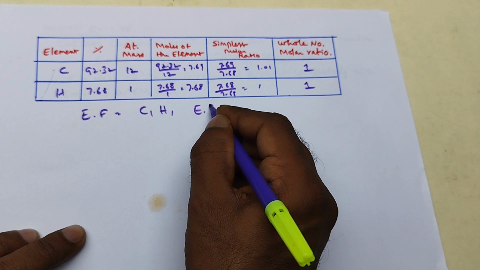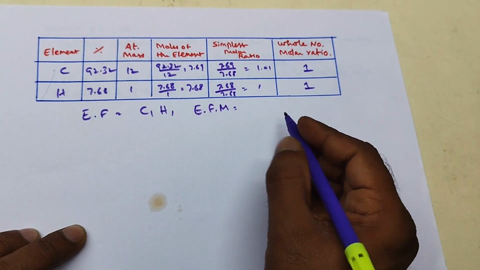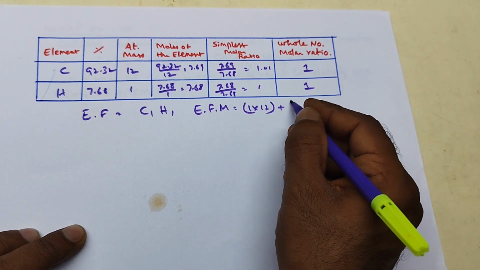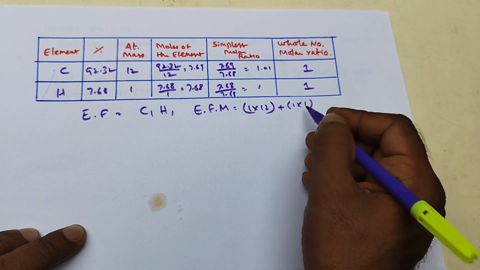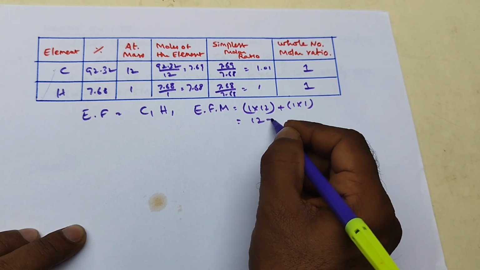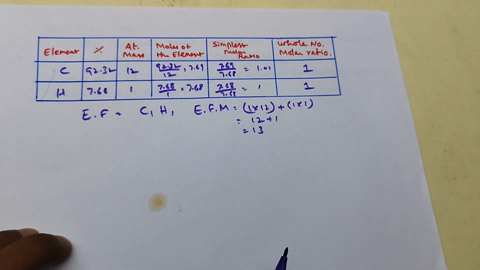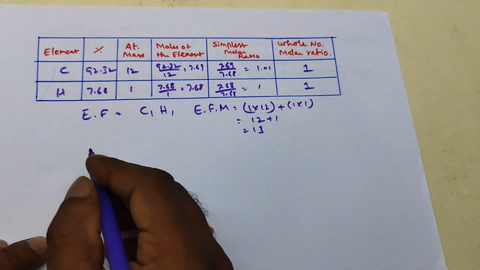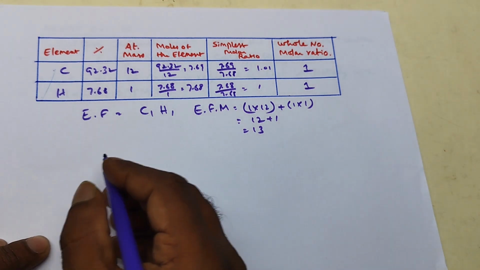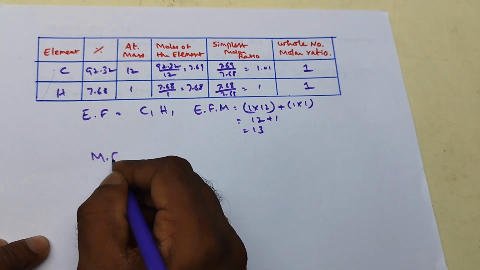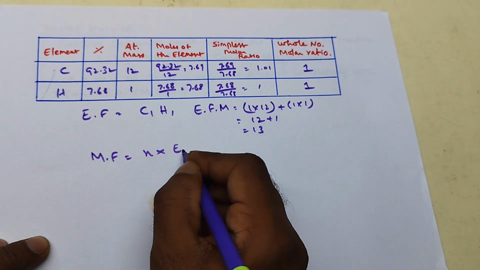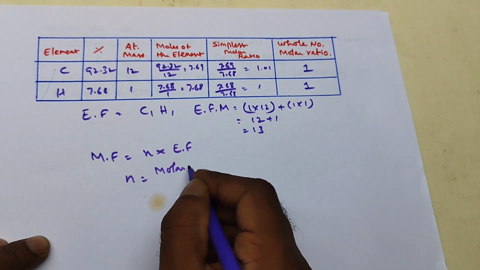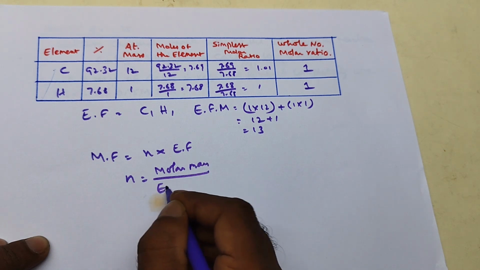Similarly, you can find the empirical formula mass. How can you calculate the empirical formula mass? 1 carbon atom multiplied by its atomic mass 12, plus 1 hydrogen atom multiplied by the atomic mass of hydrogen, 1. You have to add these two. So 12 plus 1 equals 13, which is the empirical formula mass of this particular gas. Next, how can you find the molecular formula? The molecular formula is nothing but n into the empirical formula. How can you find this n? n is nothing but the molar mass divided by the empirical formula mass.